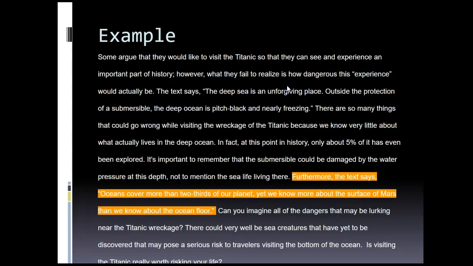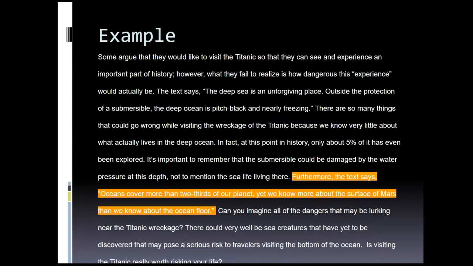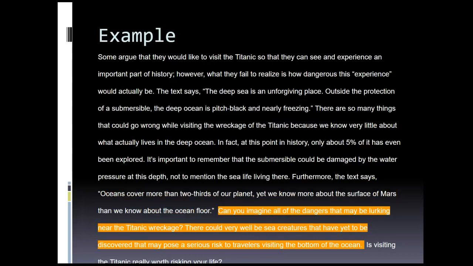After my first E1 and E2, I'm going to give an internal transition. I used "furthermore," and then I have another E1. "The text says, oceans cover more than 2/3 of our planet, yet we know more about the surface of Mars than we know about the ocean floor." Again, I'm going to give my E2, and this is going to explain in my own words how this evidence shows that visiting the Titanic wreckage would be dangerous. So I stated, "Can you imagine all of the dangers that may be lurking near the Titanic wreckage? There could very well be sea creatures that have yet to be discovered that may pose a serious risk to travelers visiting the bottom of the ocean." Again, 2 sentences in my own words explaining why it's dangerous.